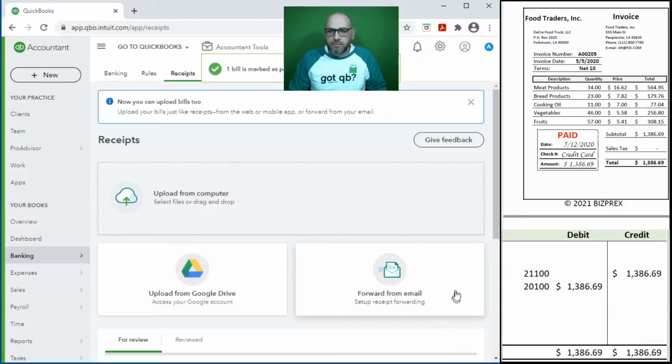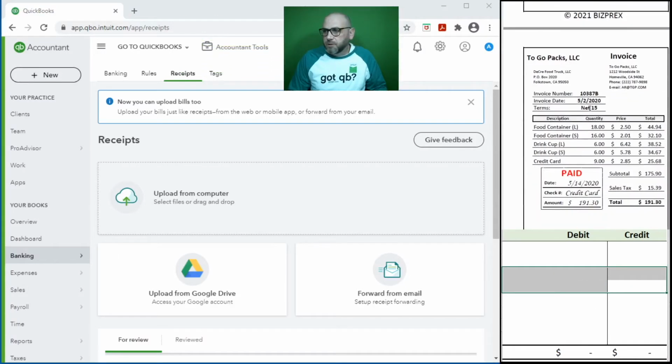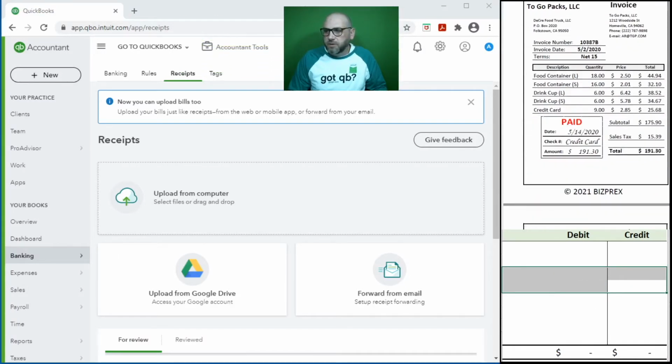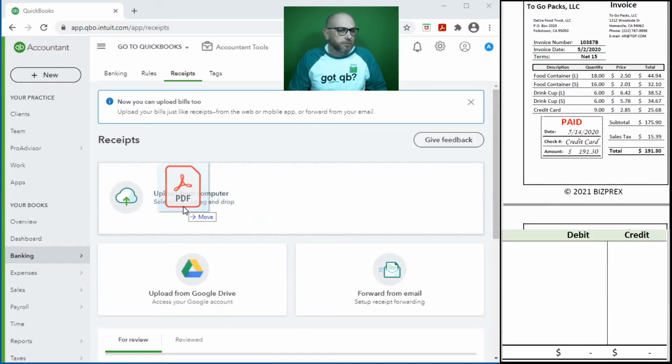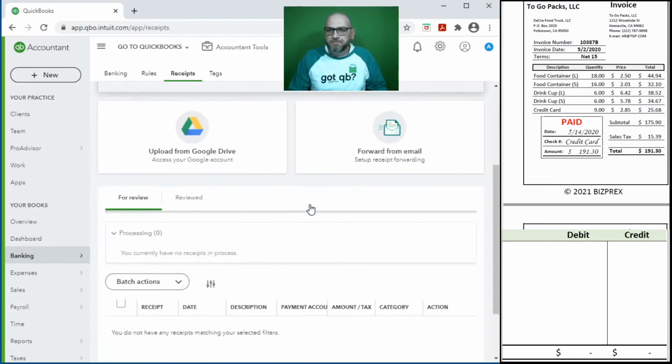All right, and here it is. Okay, let's continue. Next we have this bill. So again, we're going to continue to solidify our knowledge with what's going on using this drag and drop feature that QuickBooks Online offers us.